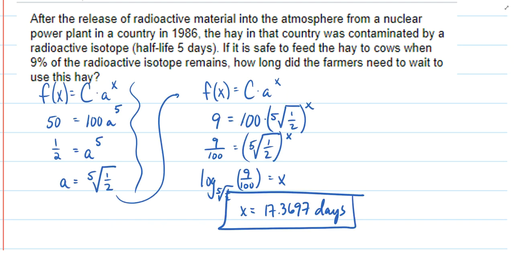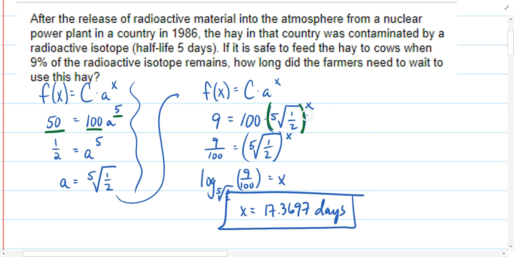And here's that solution. In this particular problem, we had to solve for our growth rate first. So we recognize that half of the radioactive material is left after 5 days' time when we started with 100% of that material. So by solving for A, we could then use that A value inside of our exponential growth formula as the growth rate.